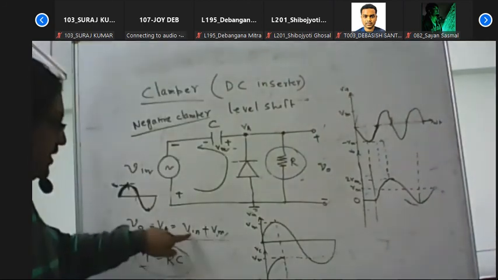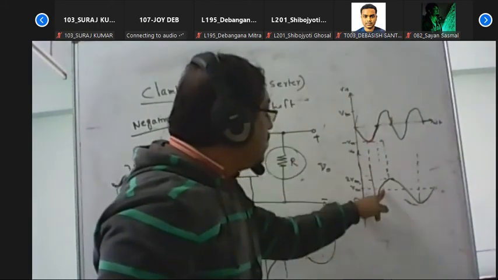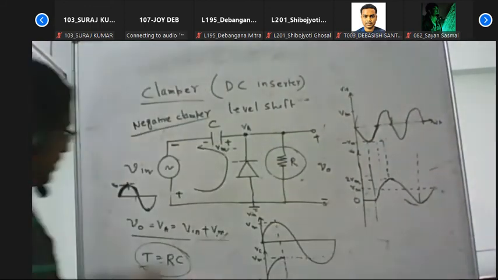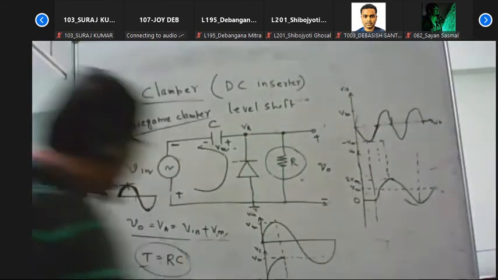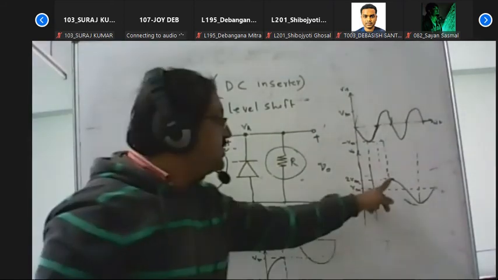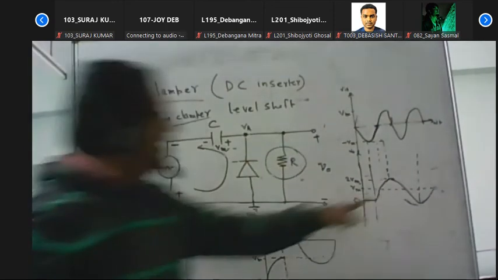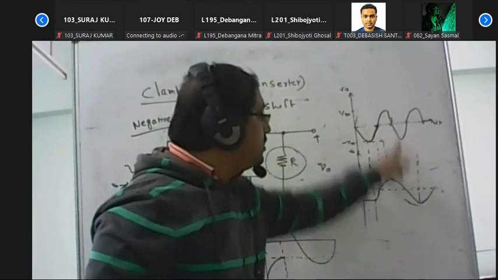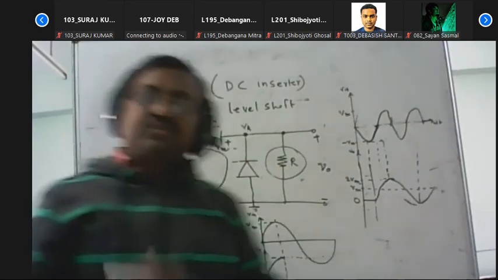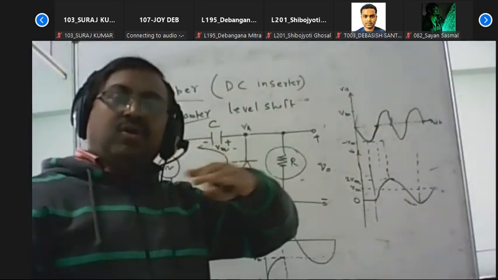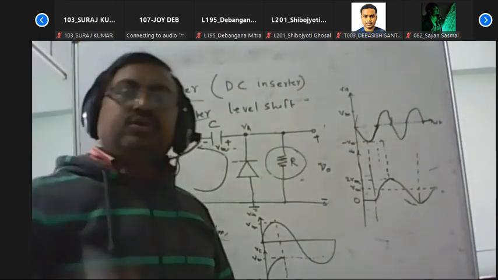When the input voltage is 0, the output voltage is VM. If it goes to VM, the maximum value of the input signal, then VM plus VM, the output voltage equals 2 VM. So the output signal always varies from 0 to 2 VM.